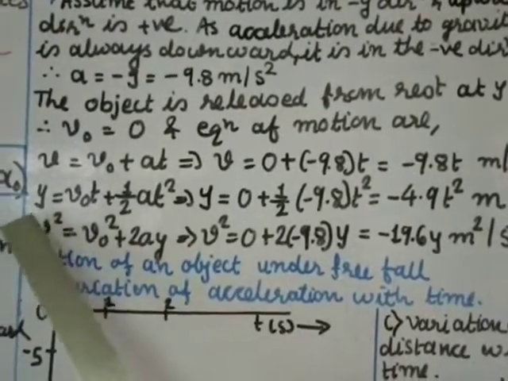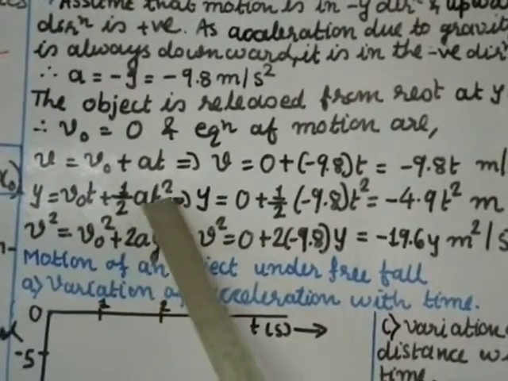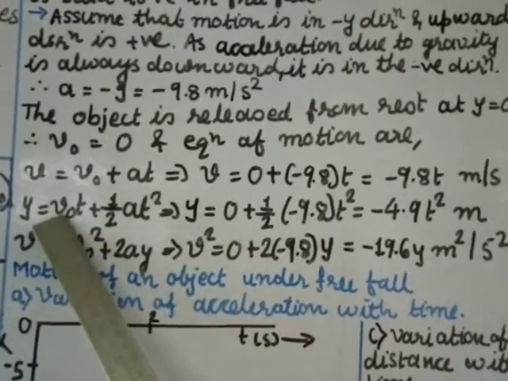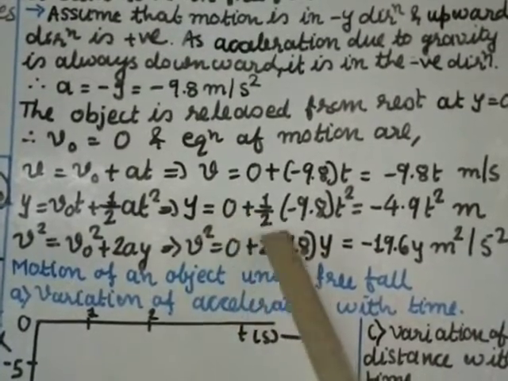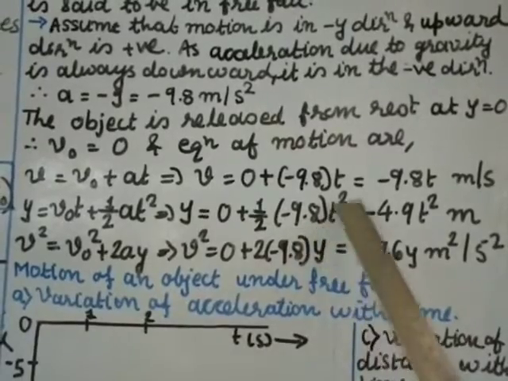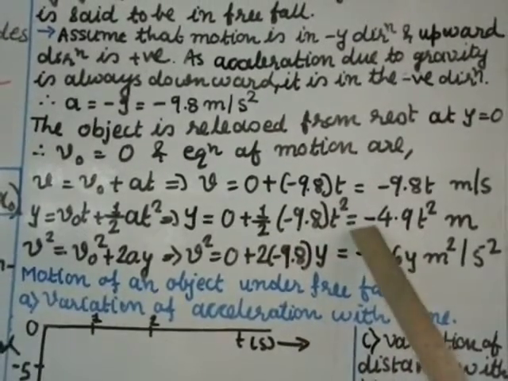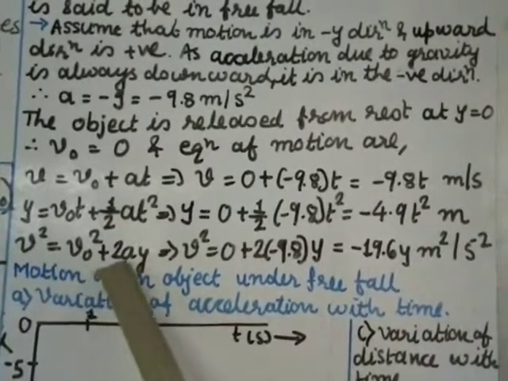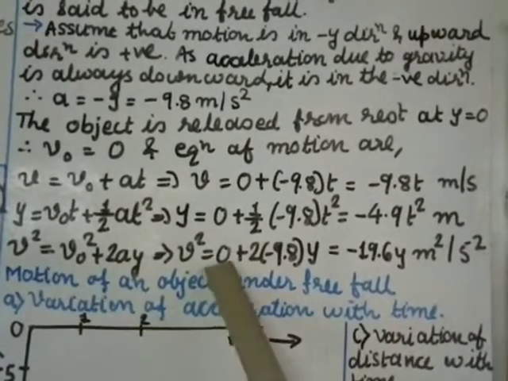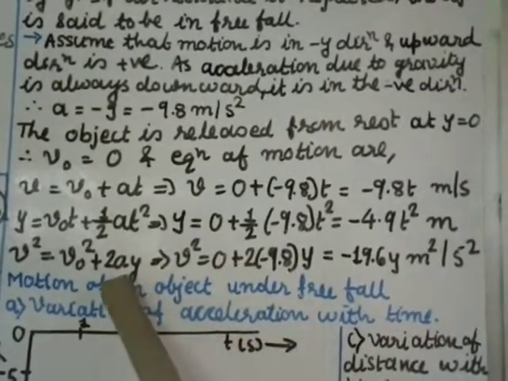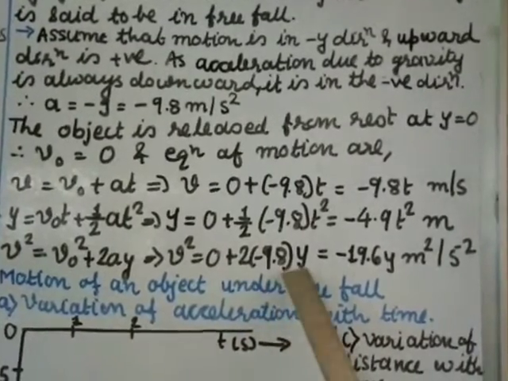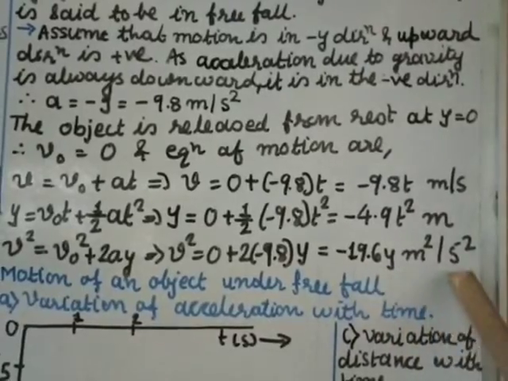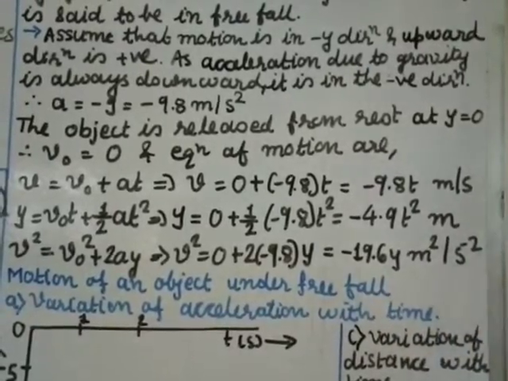Then the second equation, y is equal to v0t plus half at square. So y is equal to, v0 is 0, so it will be 0 plus 1 by 2, a is minus 9.8 t square. Cut by 2, so you get minus 4.9 t square meter. v square is equal to v0 square plus 2ay. v0 again 0, so 2 as it is, and a value is minus 9.8 into y. Multiply, you get minus 19.6 y meter square per second square.